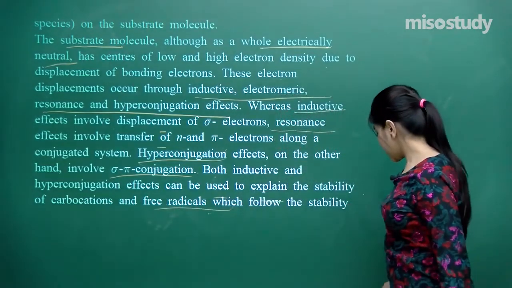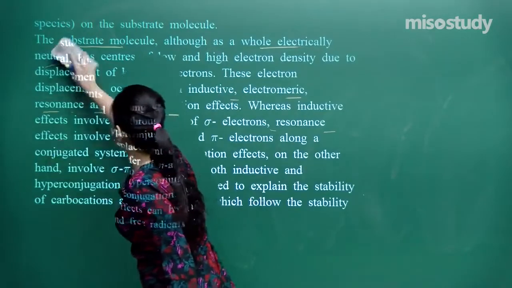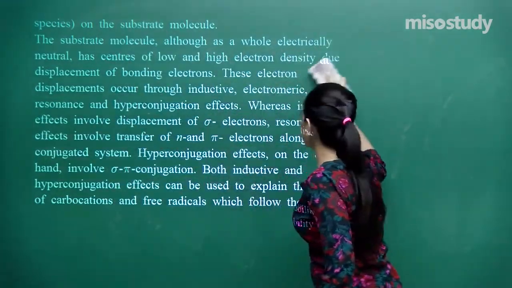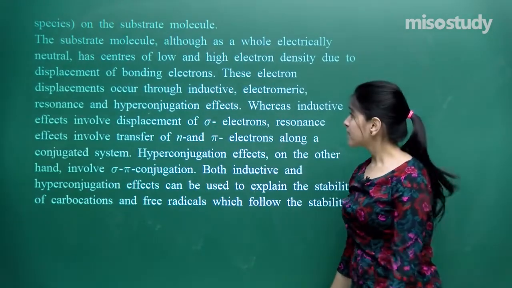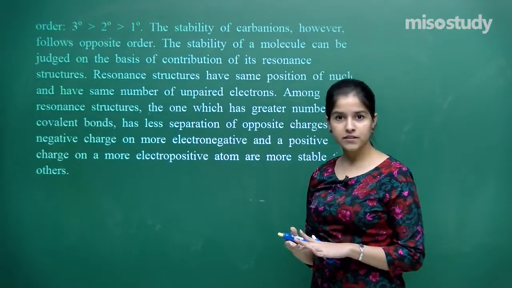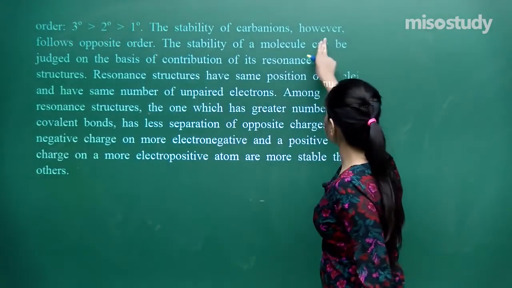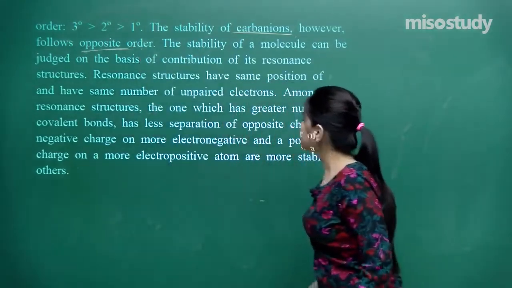And for that of free radicals, they actually follow the same stability order. I hope everybody is getting it. It's a general GOC that they have explained over here. They follow the order 3 to 1. We all know that stability of the carbanions is now opposite. We all know that.